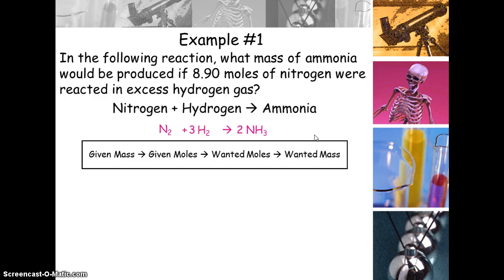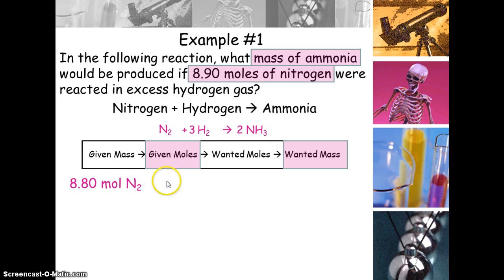So let's see how this works out in this problem. We start off with 5.90 moles of nitrogen. So these are our given moles. That's what we're given. And we want to find the mass of ammonia. That's our wanted mass. That's what we want to find. So let's start to plug this in. We start off with our given moles. That should be 8.90 moles of nitrogen.